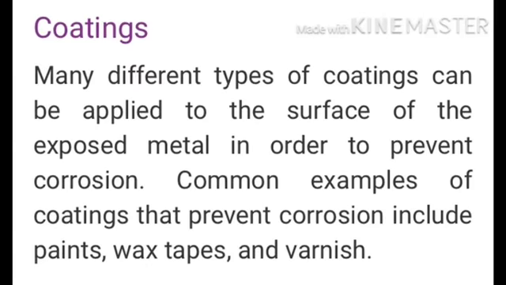Now some other methods to prevent rusting are coatings. Many different types of coating can be applied to the surface of the exposed metal in order to prevent corrosion. Common examples of coatings that prevent corrosion include paints, wax tape, varnish, etc. We usually see paint applied on iron objects, which is useful for preventing iron from rusting.